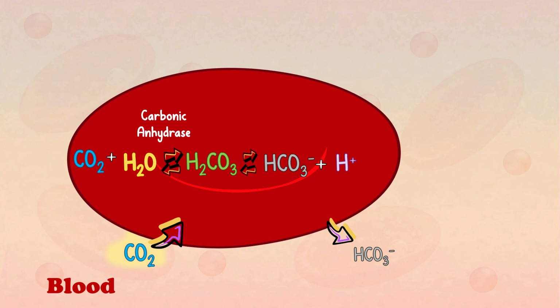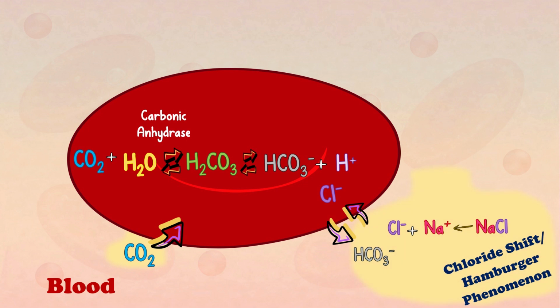So, this job is done by the negatively charged chloride ions, because plasma has plenty of sodium chloride that dissociates into sodium and chloride ions. So, these chloride ions move into the red blood cell. This exchange of a chloride ion for a bicarbonate ion across the red blood cell membrane is known as chloride shift or Hamburger phenomenon, named after its discoverer Hartog Jacob Hamburger in 1892.